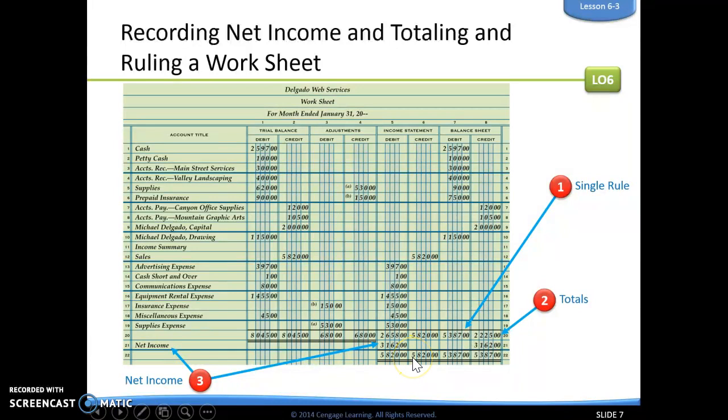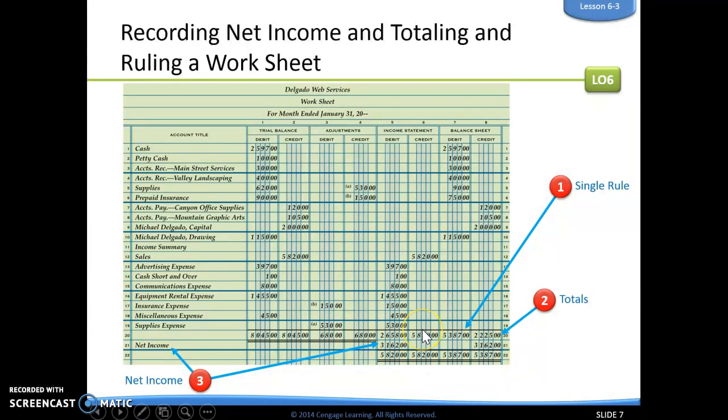If I add these two numbers together now, notice my debit and credit equal on my income statement. I'm going to do the same thing for my balance sheet. I'm going to subtract the two numbers, 5,387 minus 2,225. If I add that difference of 3,162 to this smaller number here, I now have a debit and credit that equal on my balance sheet.